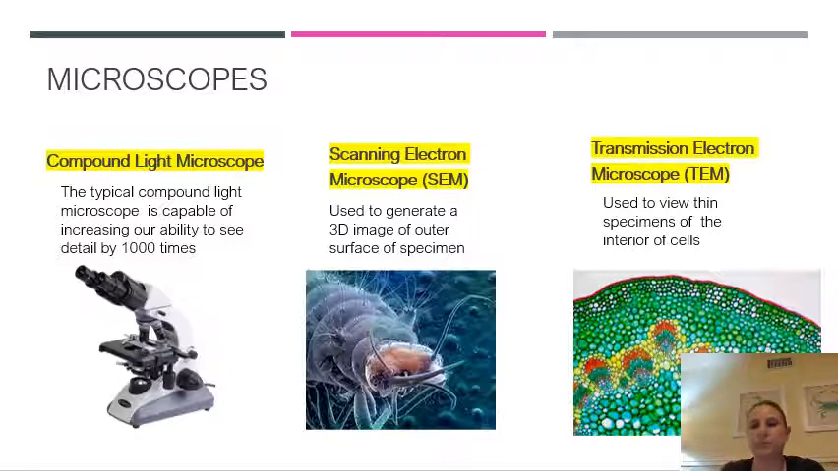Then we have the transmission electron microscope, and with this we can see super detailed images of the inside of cells, viruses, all sorts of really cool things. But we need a nice thin specimen because the transmission electron microscope is actually going to send electrons through the specimen. That's why it's called transmission, because it's transmitting them through. You can actually see the inside of things, which is really unique and cool.